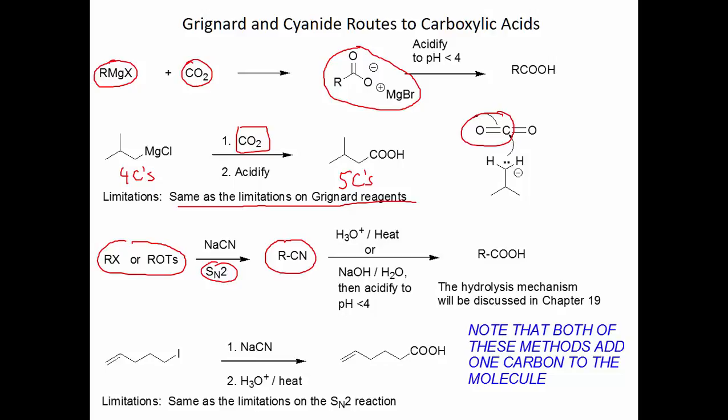And a nitrile, it turns out that you can perform a hydrolysis reaction. You can either use acid, H3O+ and heat, or you can use base. If you use base, you're going to have to acidify it to turn the carboxylate salt into the free acid. But either of these methods can turn the nitrile into the carboxylic acid. Okay? All right. This method, also note that it increases the carbon count by 1.